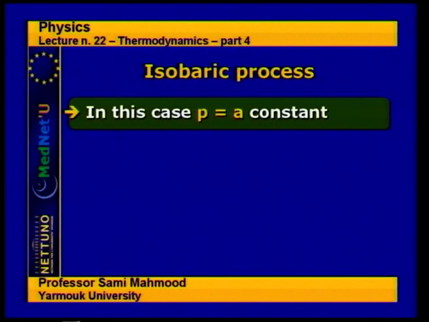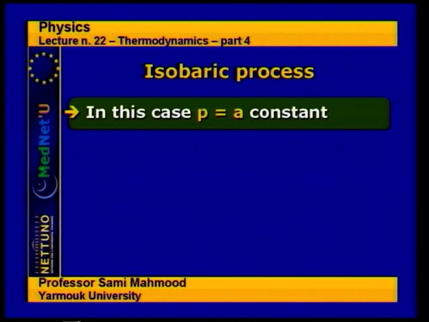And as we have discussed in the previous lecture, by the end of the previous lecture, we were discussing the types of thermodynamic processes. We have discussed the adiabatic process and the isochoric process, and now we come to the process of constant pressure, or the so-called isobaric process.